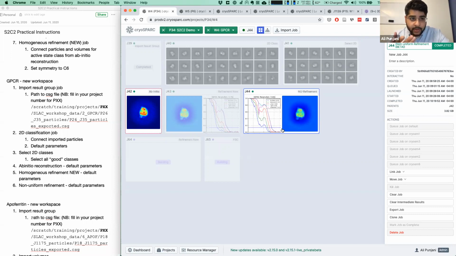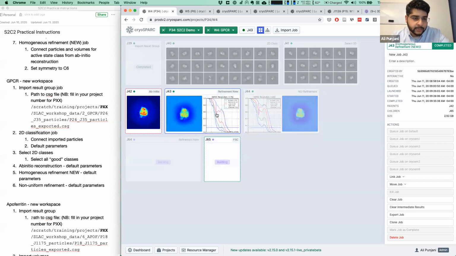And so it is possible to start non-uniform refinement with any input of an initial model and particles. They don't already have to be aligned, but you can take the output of a standard refinement and continue with non-uniform refinement.